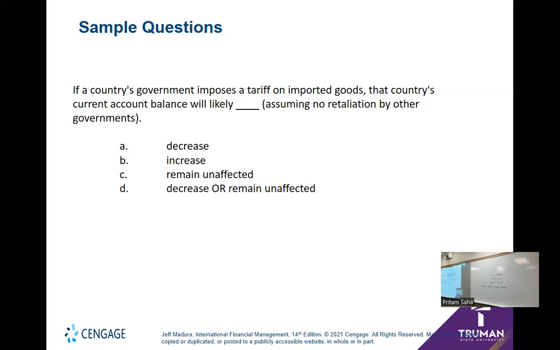Import is going to be more expensive, so it will be less likely to buy. People will buy less, right? So there will be less import. If there's less import, think about balance of trade. Should it go up or go down? So balance of trade is going up, right? If balance of trade is going up, that means current account goes up, right? Because balance of trade is a component of current account. Current account will go up.